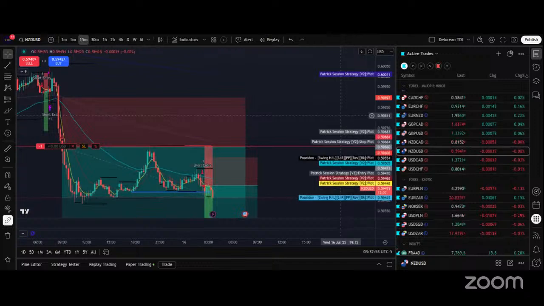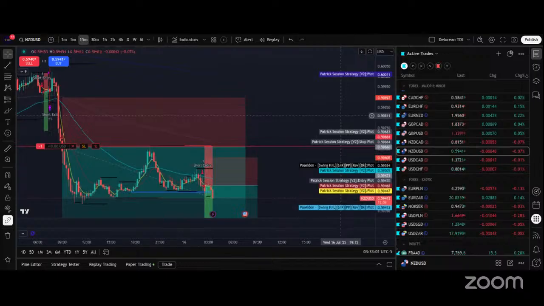Then you're going to take a look at the other three. We have aqua, gray, and blue. The aqua line is the 50 exponential moving average. The gray line is the 200 exponential moving average. The blue line is the 800 exponential moving average. These are major areas of support and resistance.